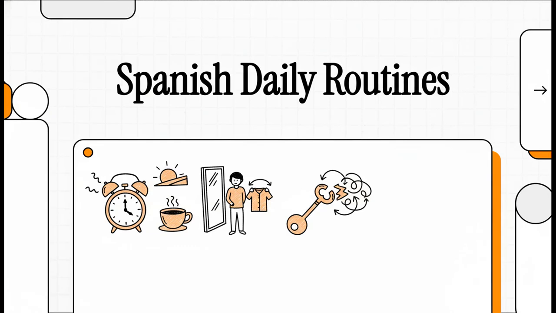Have you ever noticed that when you're speaking Spanish, saying something simple like, I wake up, seems to have an extra little word in there? Well, it's not a mistake. It's actually a secret code that unlocks how to talk about your entire daily routine. And today, we're going to crack that code together.